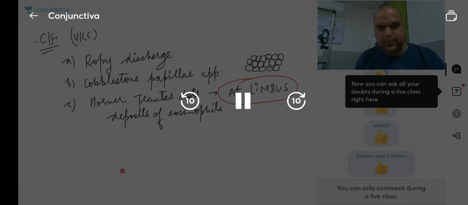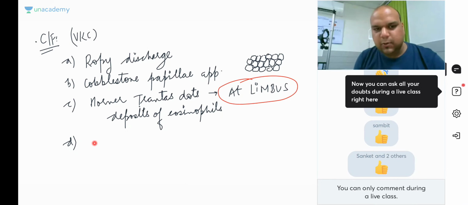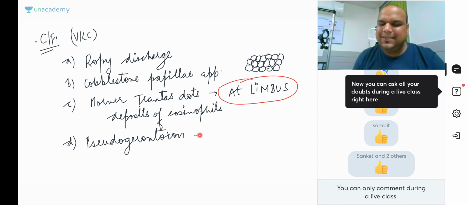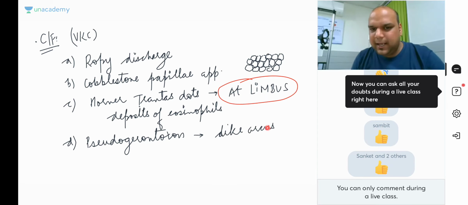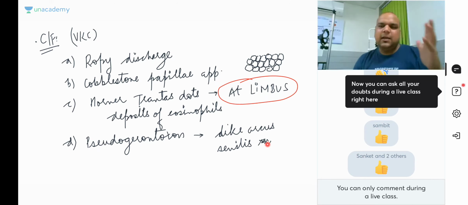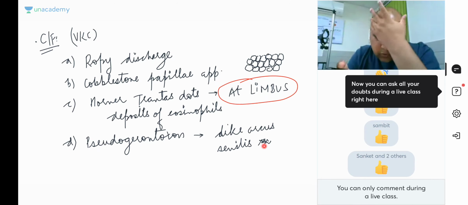Now let's move back, everybody. What are the other signs? So the other signs, I will say D. D is something called pseudogerontoxon. So this is basically like Arcus senilis. What was Arcus senilis, everybody? I had shown it to you today morning, if I remember.